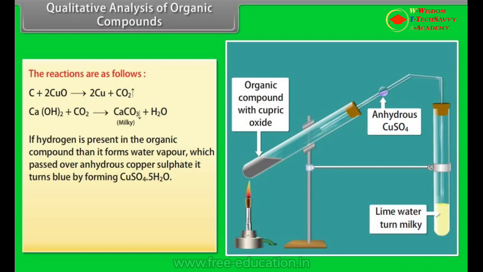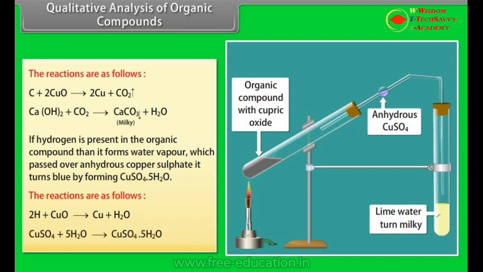If hydrogen is present in the organic compound, then it forms water vapor, which passed over anhydrous copper sulfate turns it blue by forming CuSO4·5H2O. The reactions are as follows. Hydrogen in the organic compound reacts with copper(II) oxide and produces copper and water. The produced water reacts with anhydrous copper sulfate, which turns blue by forming CuSO4·5H2O.